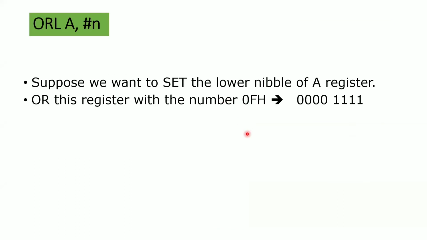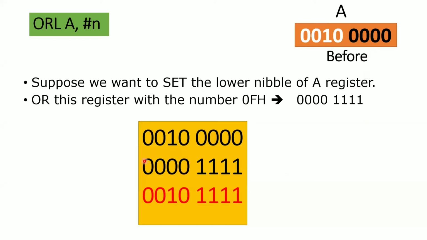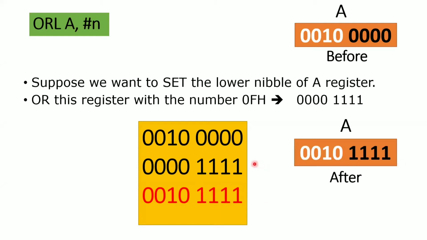Similarly, if you want to set the lower nibble or the higher nibble of a register, you can do the same thing. So instead of F0 as in the AND operation, here we use 0F. Why? Because I need to set the values. Now see here, in the A register the lower nibble is 0000. Now I want to make all these 4 bits 1111. So what value do I need to operate with? 0F, so 0000 and 1111. Now perform the OR operation between these two numbers and you will get the result. Once you get the result, you can see the lower nibble of your A register becomes all ones. That means set. So that is the general working principle of the OR operation.